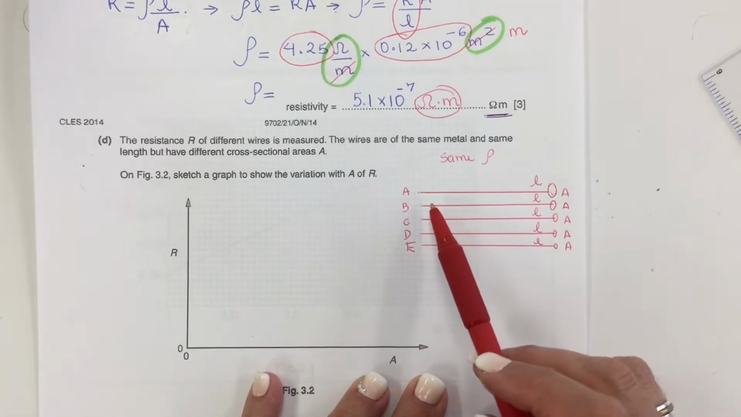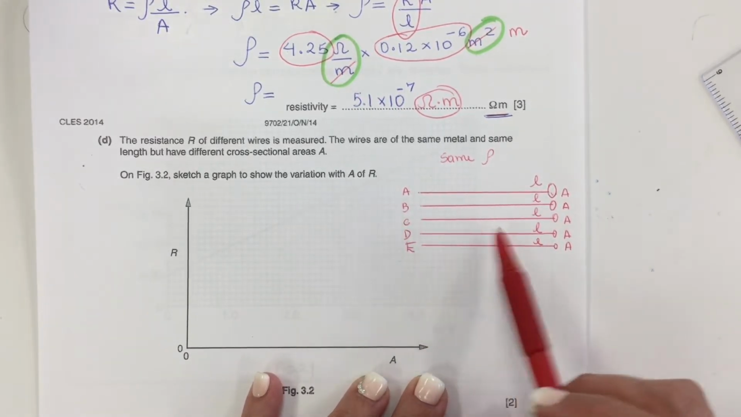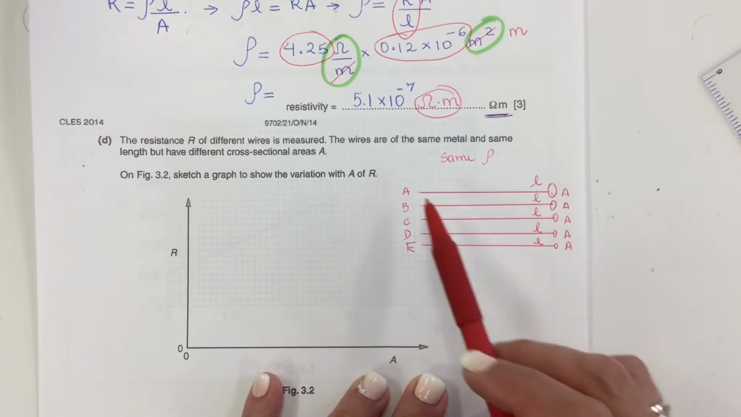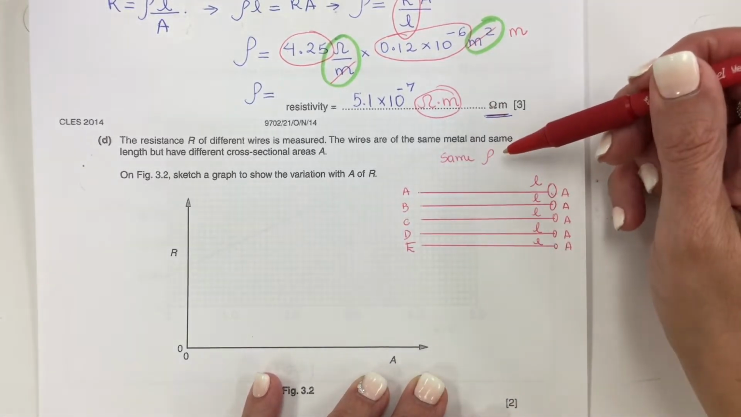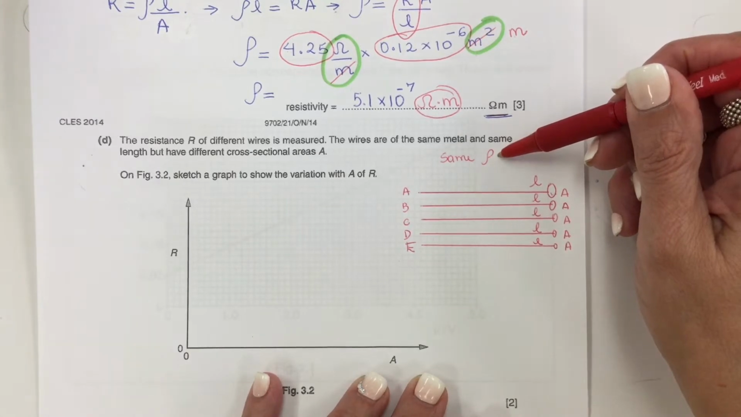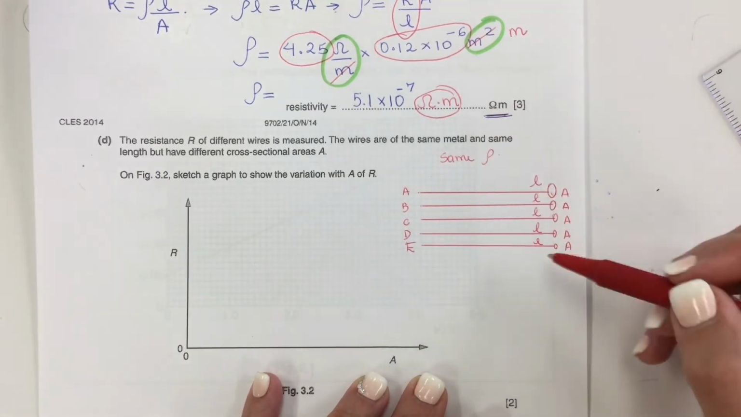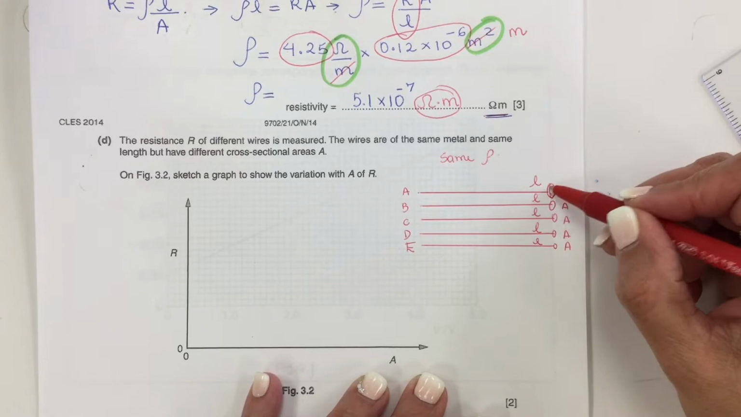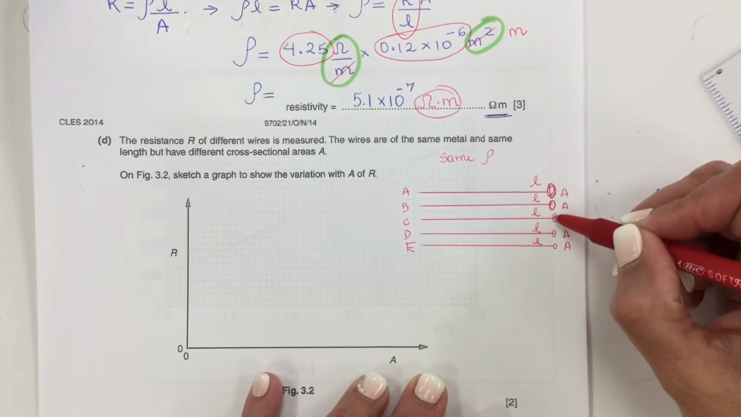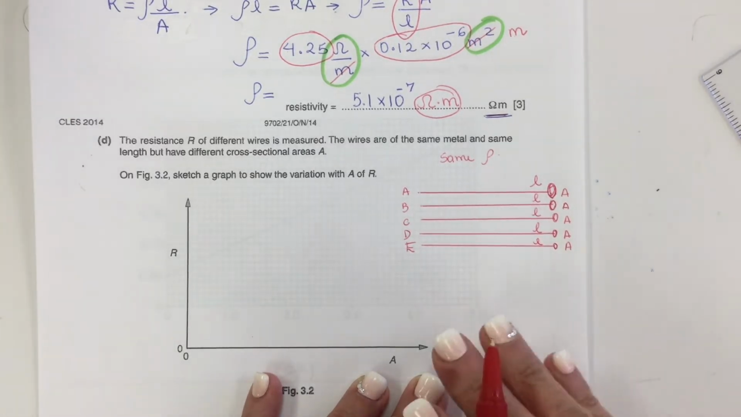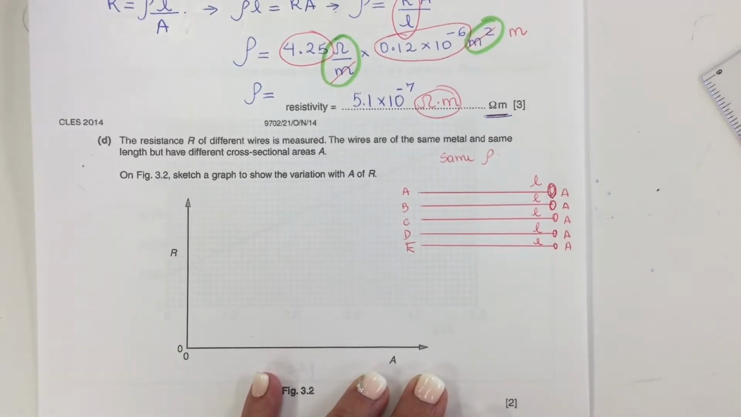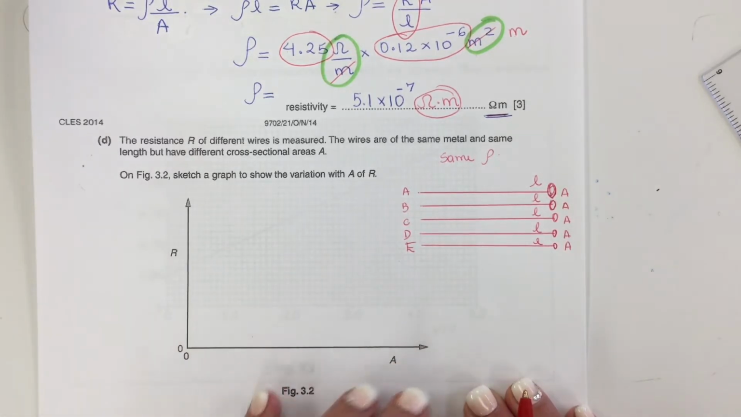So we have here different wires now, and they have the same length. They are made of the same material, so they have the same resistivity. However, the cross-sectional area of these wires is different. So how can we determine the resistance in terms of this change of cross-sectional area?